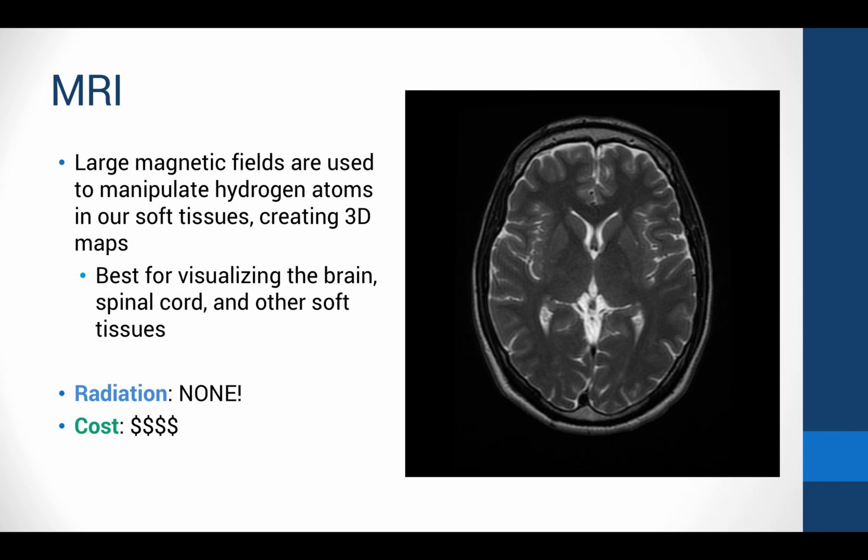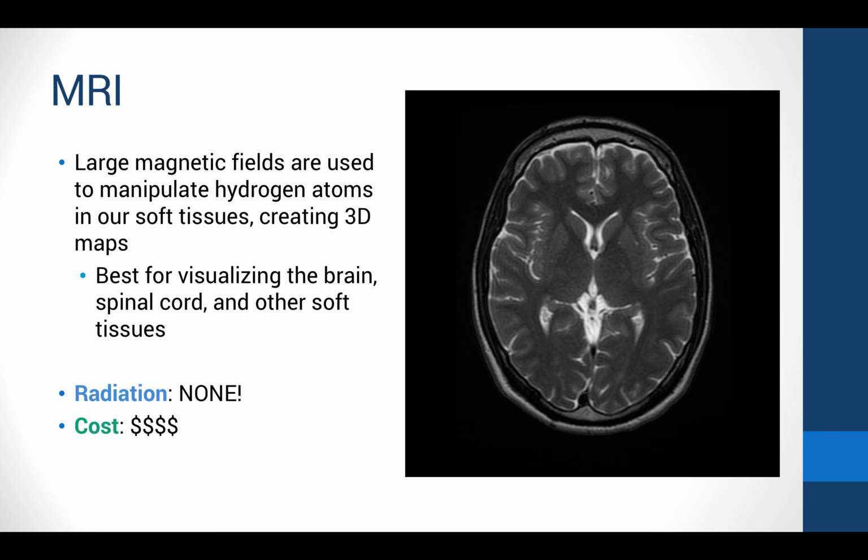Now, typically we'll use an MRI to look at the brain, to look at the spinal cord, to look at the nervous system as a whole. But we'll also sometimes use it for looking at soft tissues such as the liver, the pancreas, or the spleen. Typically, when we're using MRIs to visualize these tissues, we're looking for masses, tumors, soft tissue mass irregularities, which is what MRI really helps us look for diagnostically.